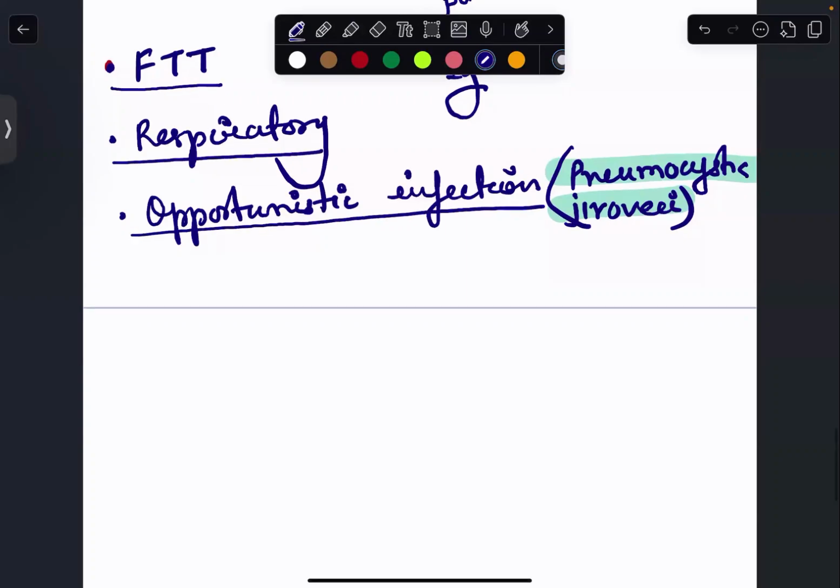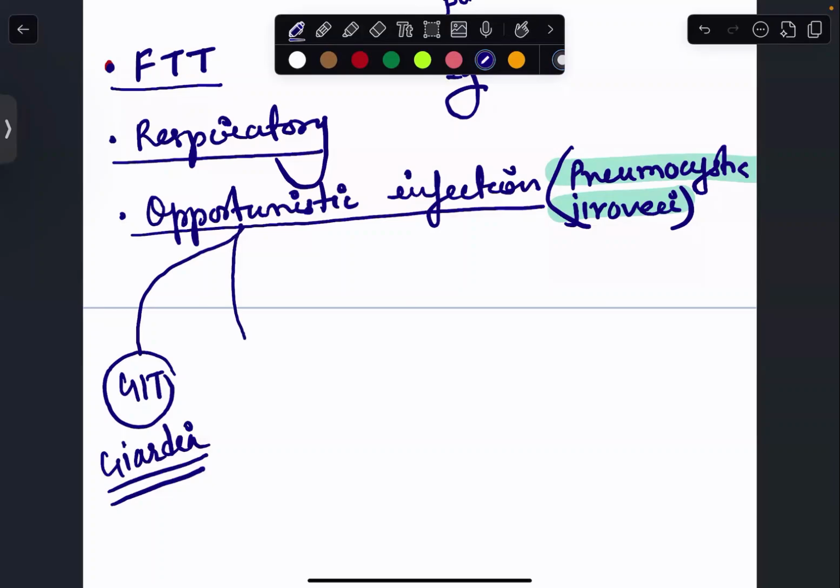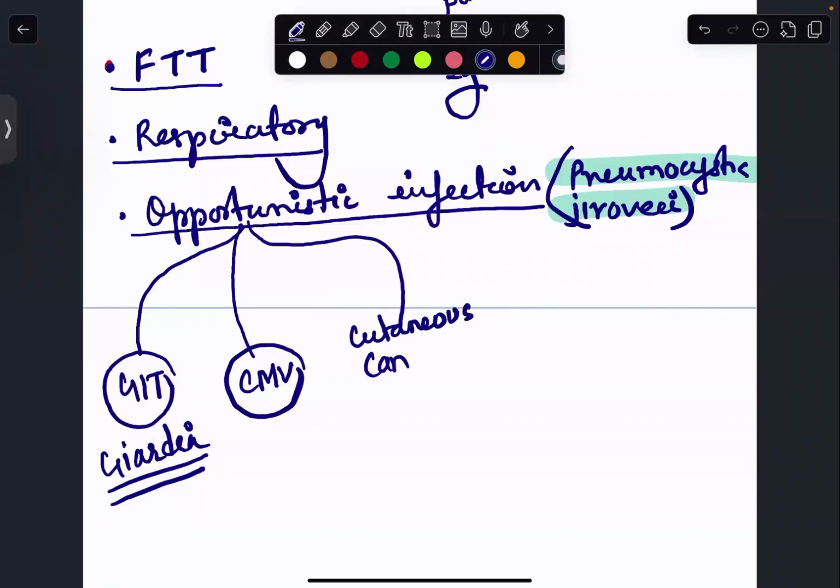So what other opportunistic infections? It can lead to GIT infection by Giardia. Giardia, as I told you, is very common in an immunodeficient child. It can lead to infection by cytomegalovirus. It can cause candidiasis, that is fungal infection, especially cutaneous candidiasis, usually oral candidiasis, or in females vaginal candidiasis is common. You don't have to be immunodeficient, you can develop it.